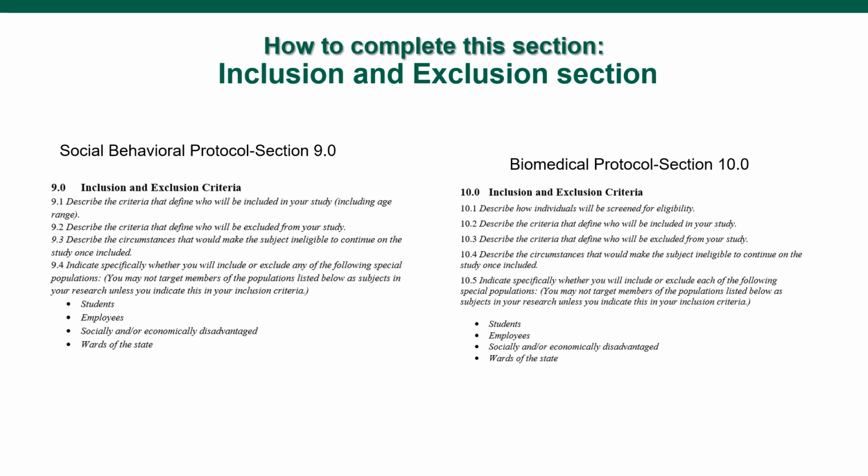Now let's do the next one, 9.2 for social behavioral and 10.3 for biomedical. Now this next bullet is asking for exclusion criteria. Please note, exclusion criteria refer to criteria that would exclude a person who meets all the inclusion criteria from participating in your study. It's not the opposite of the inclusion criteria.